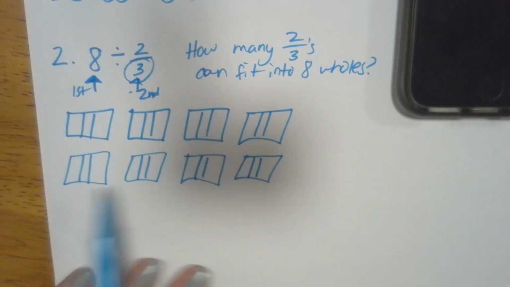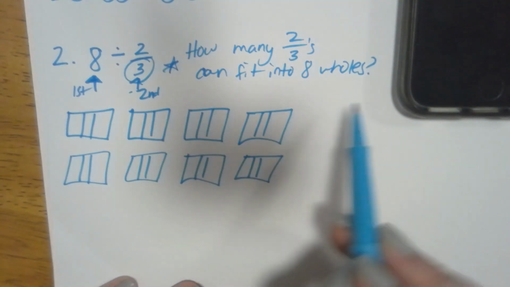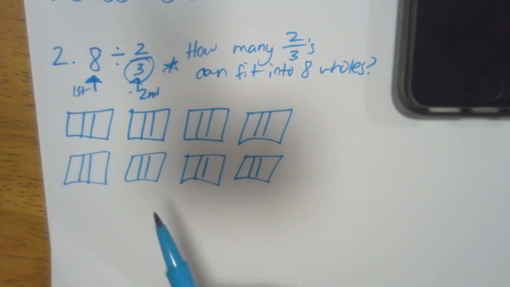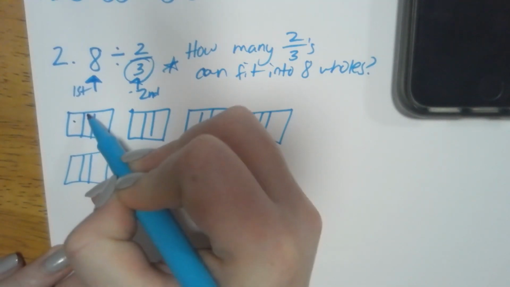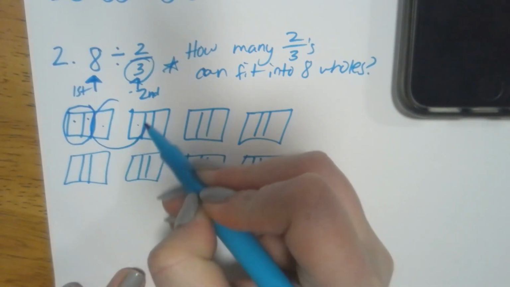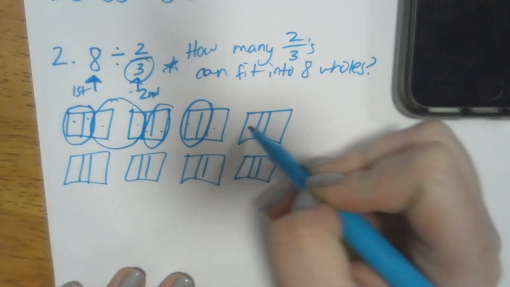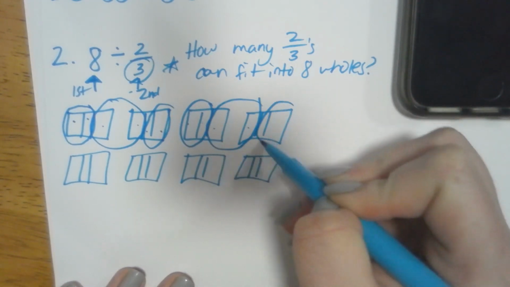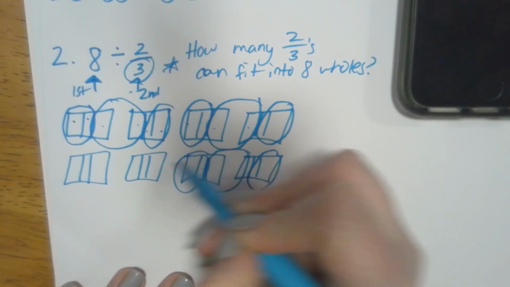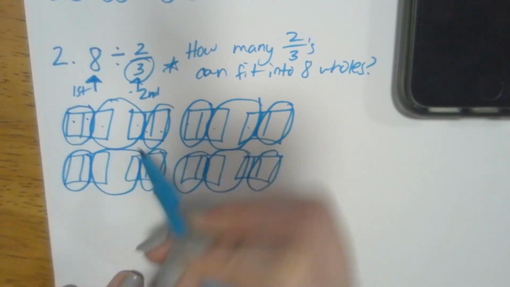And then remember our question, how many 2/3 can fit into 8 wholes? So this time we're circling 2/3 grouped together. Here's 1/3, here's 1/3. That's 2/3, grouping it. 1/3, 1/3, grouping it. 1/3, 1/3, grouping it. 1, 2, 1, 2, and so on. Okay, remember if I went too fast there, just pause it and get caught up and then hit play.